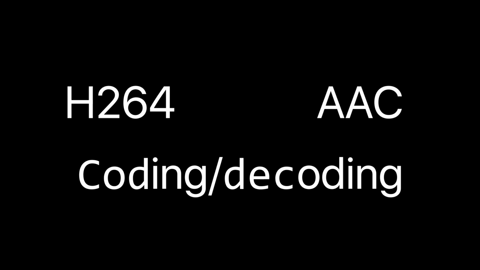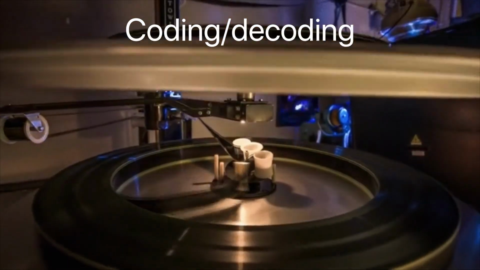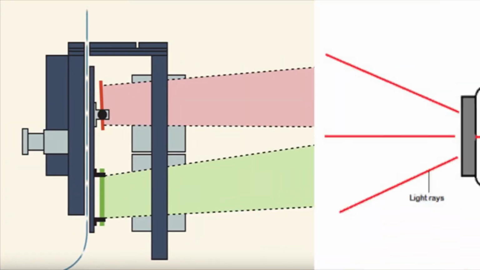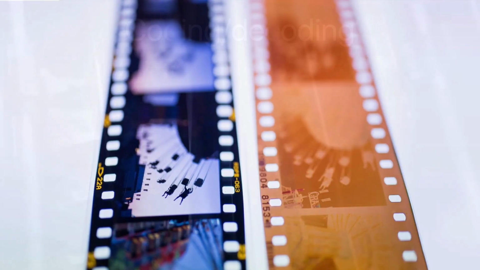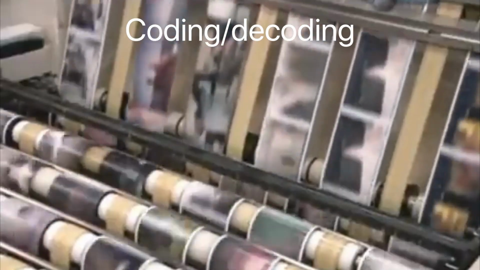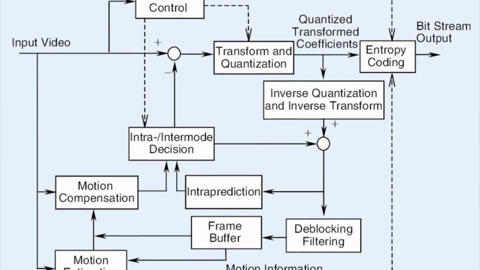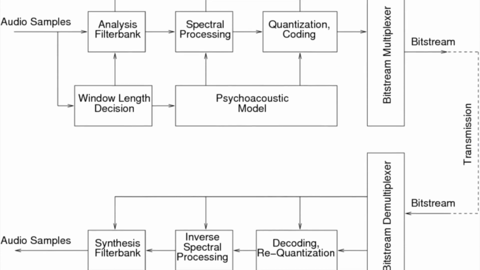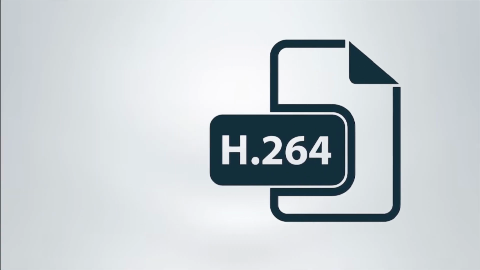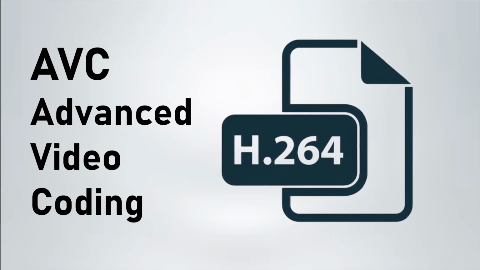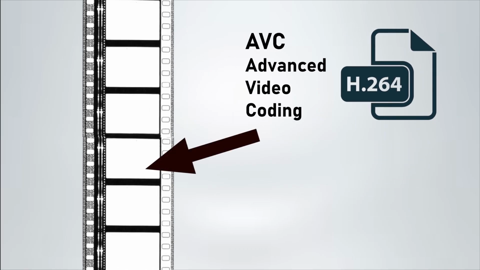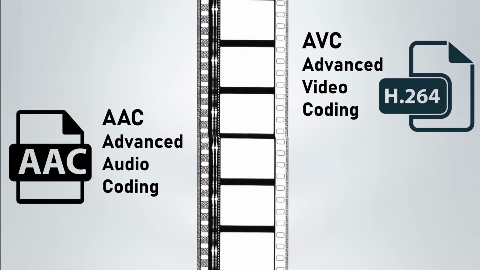First of all, what is H264 and AAC? Both of these are codecs, short for coding and decoding algorithm. You can think of a codec like a type of film. Just as Technicolor, black and white, and slide film each have their own unique way of capturing and processing images, different codecs each have their own method of handling video and audio. H264, also known as AVC, or Advanced Video Coding, is our video codec, and AAC, also known as Advanced Audio Coding, is our audio codec.